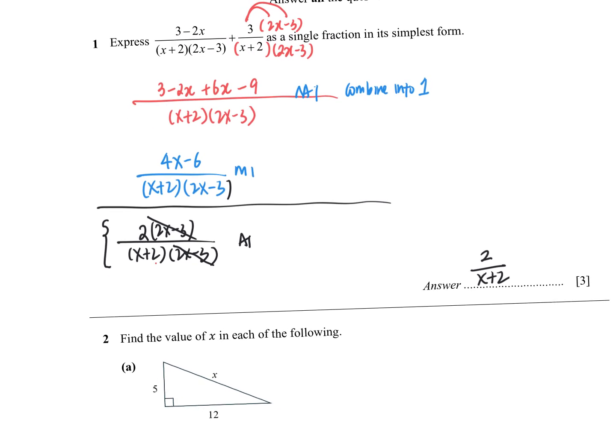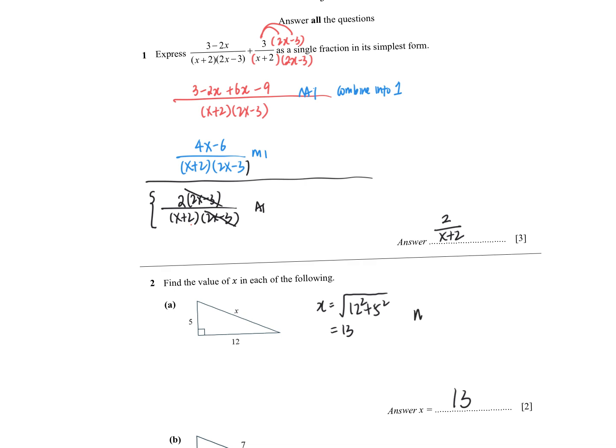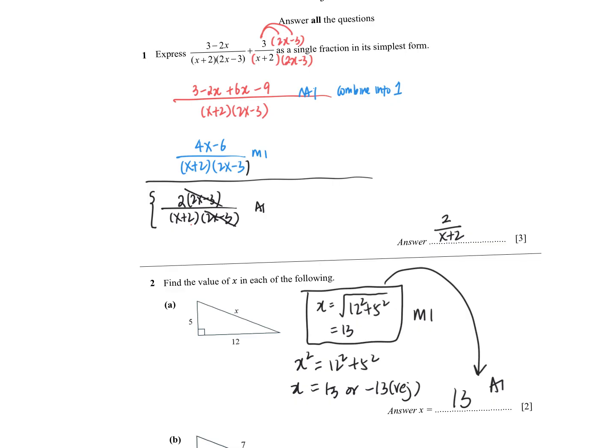Okay, question 2 is very easy for most of you. You all know it's Pythagoras theorem. So you get 13. So M1 here, A1 here. Some of you did your x square first, then you need your positive and negative value. So 13 or negative 13, then with a reject. Okay, but if you write like that, one solution is good enough.